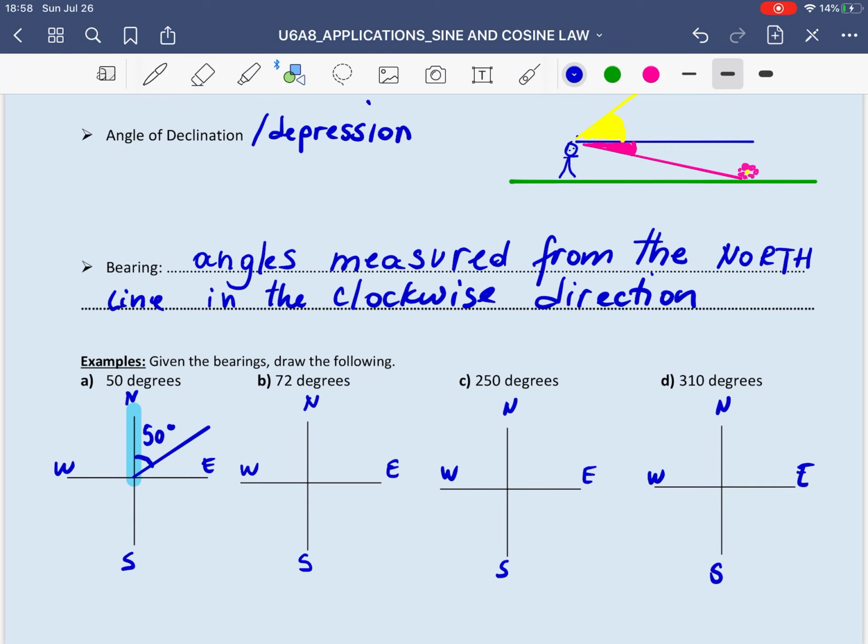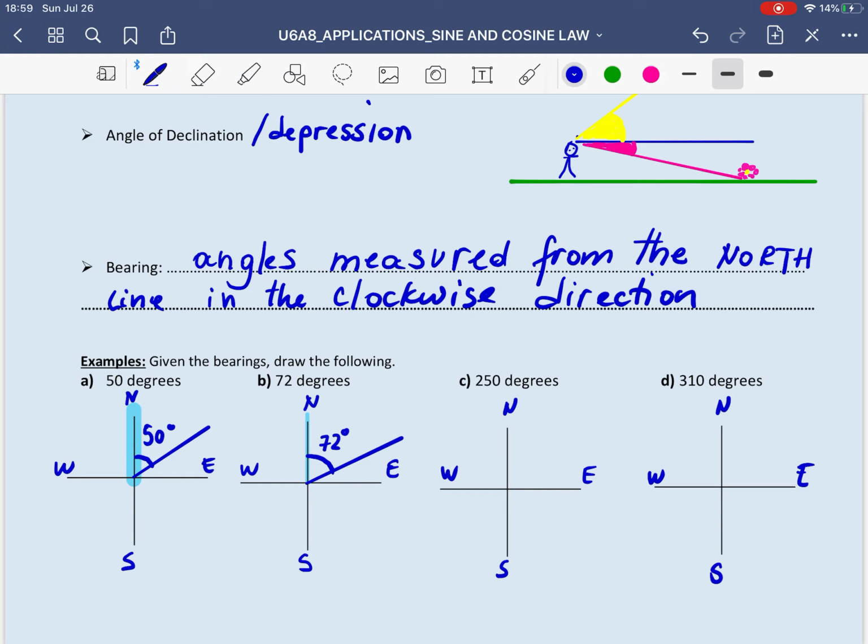For 72 degrees, again, we start from the north line. Here is the north line. We start from here and we go 72 degrees in the clockwise direction. And then we draw the line or the direction from the origin. So this would be 72 degrees.